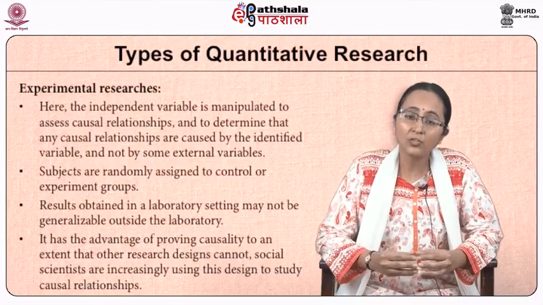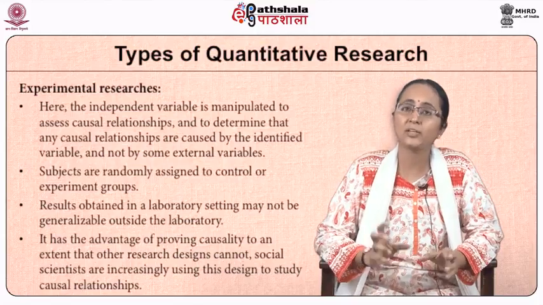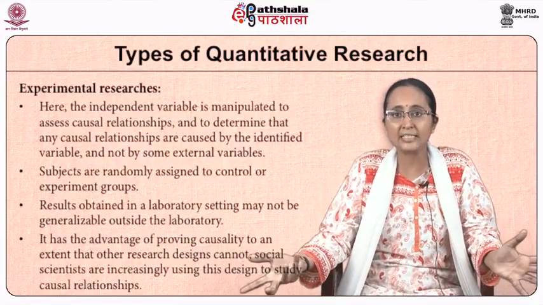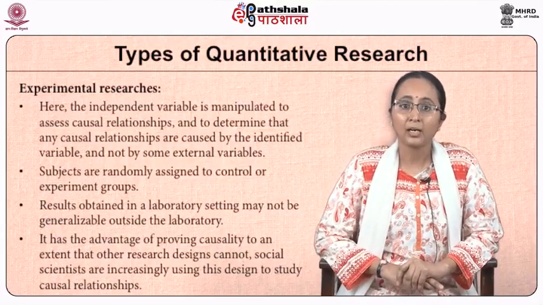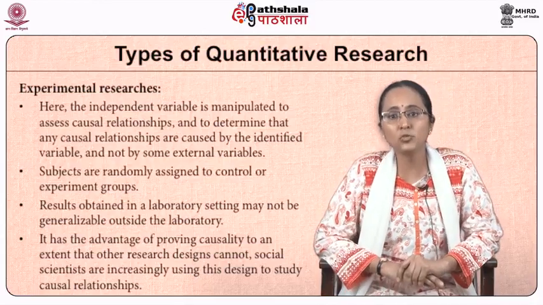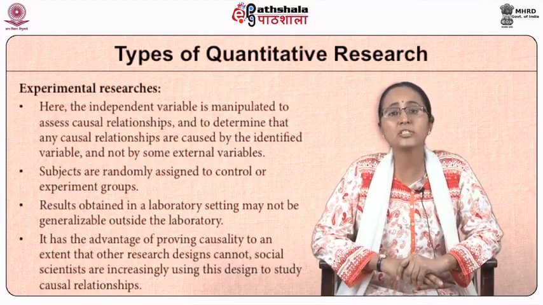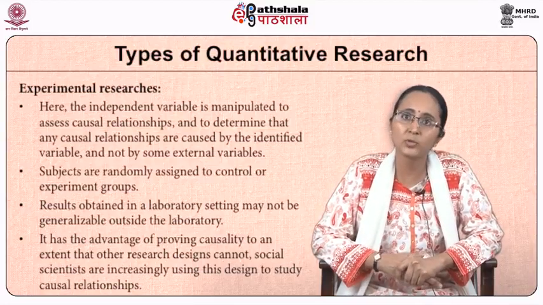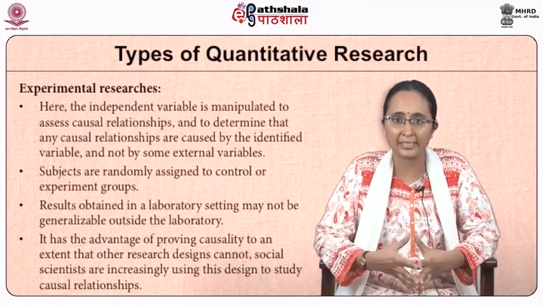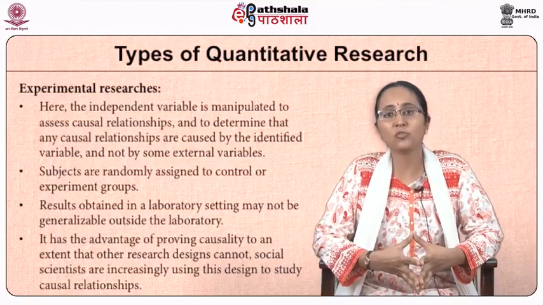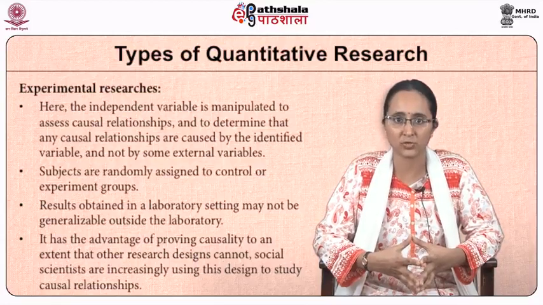However, results that are obtained in a laboratory setting may not be generalized outside, and when you do it in a real outside setting, you might have a few issues. You have to be very careful about that. The advantage of this is you can prove causality to an extent that other research designs cannot. This is used increasingly to study the relationship between two or more variables, especially when you are trying to see the cause-effect relationship. Experimental research is often called true experimentation or the gold standard of empirical research.